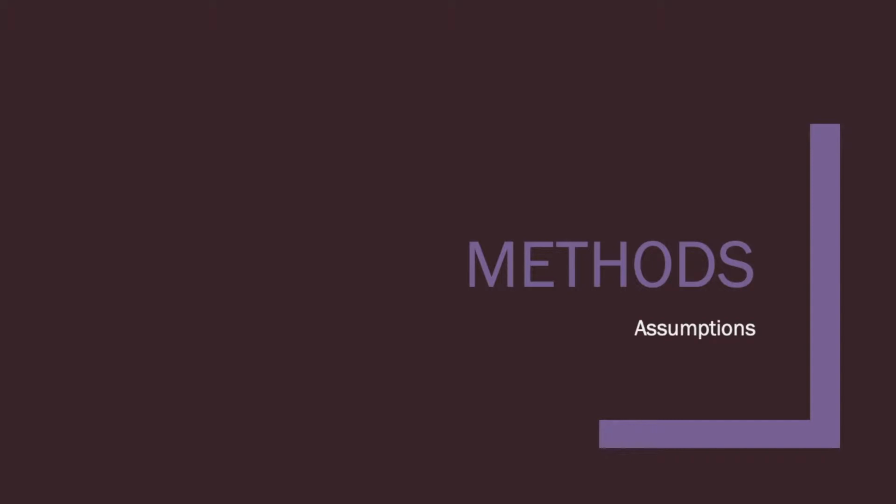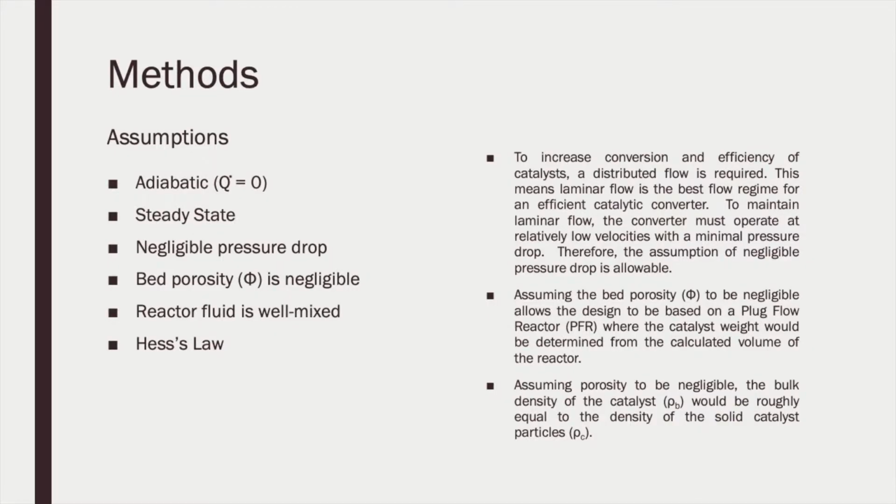The methods and assumptions behind our project. The assumptions we used were adiabatic, steady state, negligible pressure drop, Hess's law, reactor fluid is well mixed, and the bed porosity. The reason why we chose some of our assumptions: for the pressure drop, the negligible pressure drop, because we needed a distributed flow to increase our efficiency and conversion of our catalyst. The assumption of the bed porosity being negligible allowed us to use the design based on a plug flow reactor.